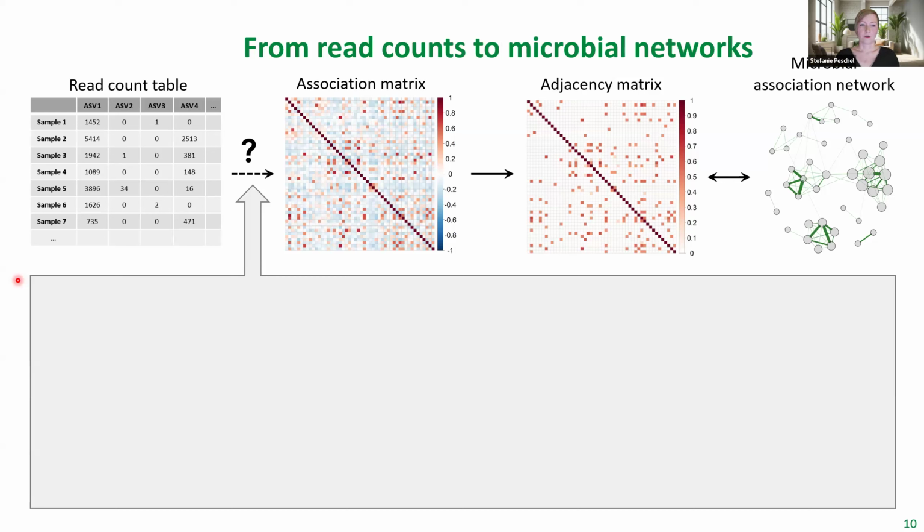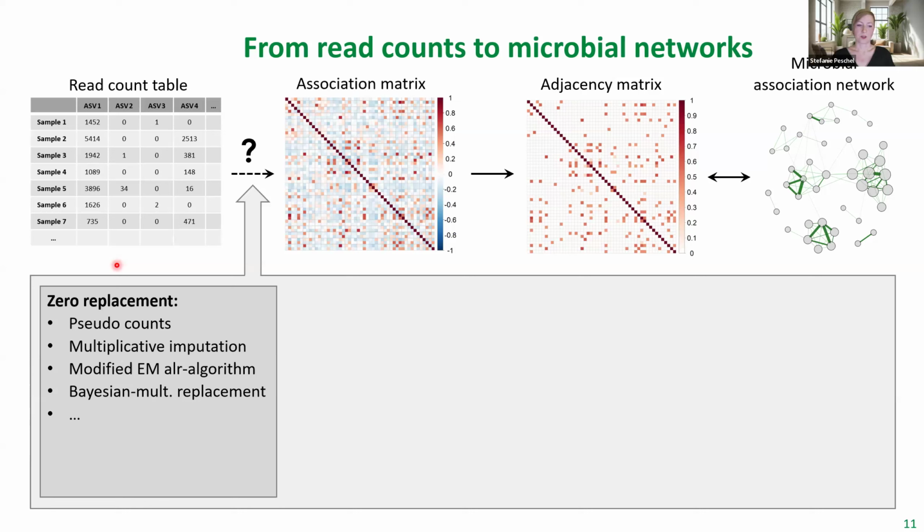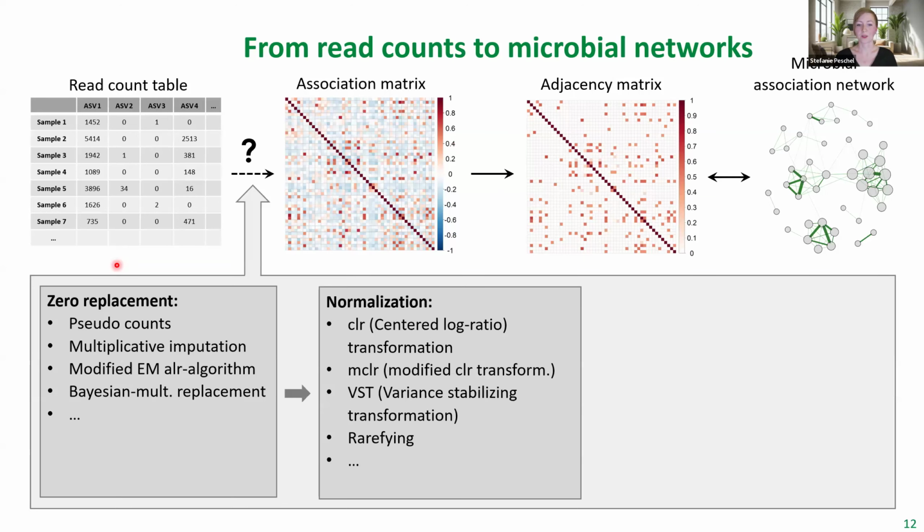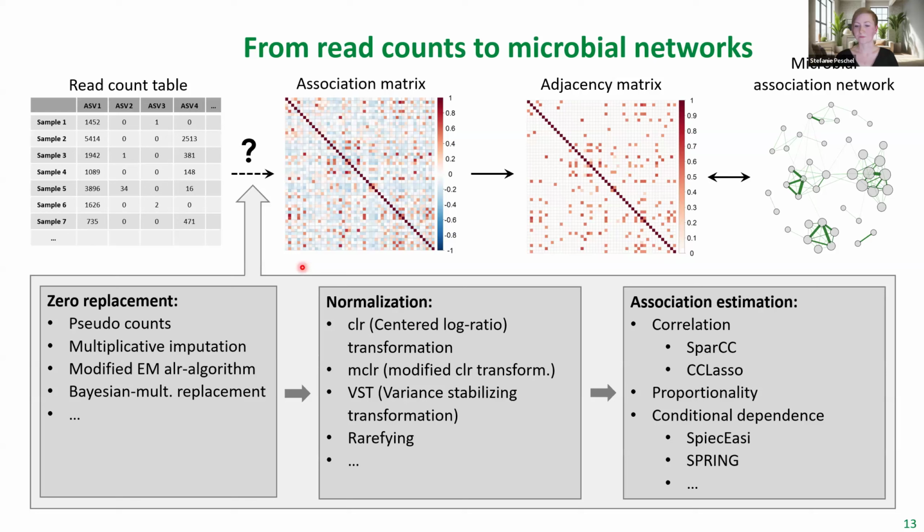Now, let's have a closer look at this step here. First of all, you need a proper zero replacement. In a simple case, this could be just adding pseudocounts to your data, but there are also more sophisticated methods. Then there's usually a normalization part or transformation to account for the compositionality aspect. A well-known method is the CLR or centered log ratio transformation, but there are also other methods available.